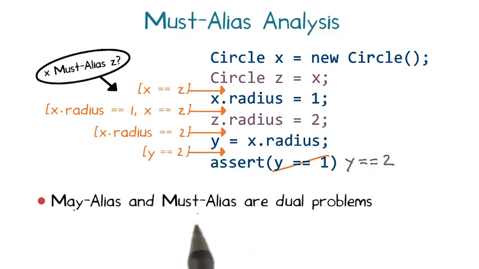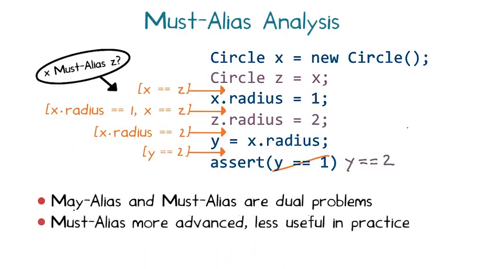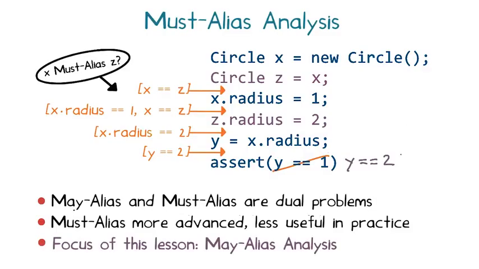May-alias analysis and must-alias analysis are duals of each other. But the technical machinery needed for must-alias analysis is far more advanced than that for may-alias analysis. Also, may-alias analysis is useful for many more practical data flow analysis problems than must-alias analysis. Therefore, in this lesson, we will focus on may-alias analysis, which is also called pointer analysis.